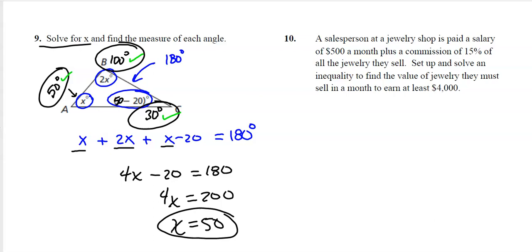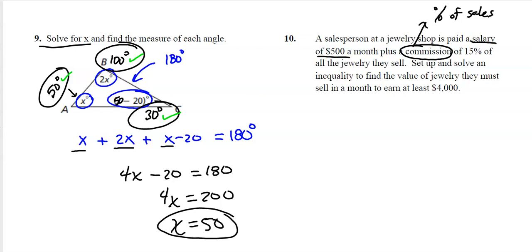All right, number 10. A salesperson at a jewelry shop is paid a salary. Salary means you get that money no matter what. $500 a month plus commission. All right. Commission means you get a percent of your sales. You sell more, you make more. There's a lot of car dealers that I know, they get 0 salary. If they go up and they work for 10 days and they don't sell any cars, they make 0 money. All right. Some sales jobs have a salary, some don't. This particular job, you're guaranteed $500 plus you get commission, which is 15% of all the jewelry you sell.